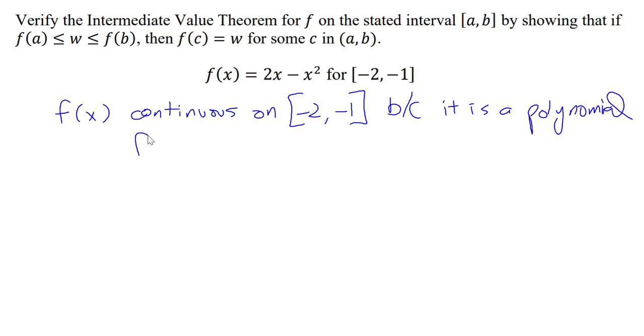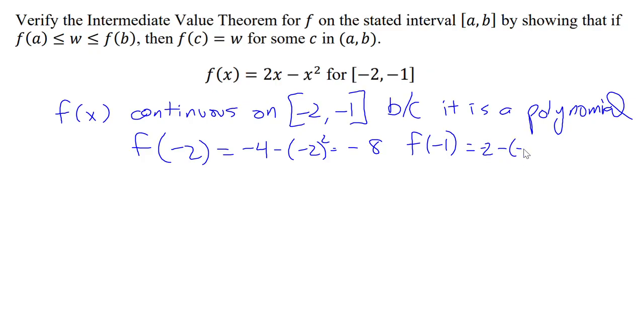Okay. And then we want to find f of -2. Well, f of -2 is 2 times -2, or -4, minus -2 squared. And so that's just going to be -8. And we also want to find f of -1, which will be 2 times -1, or -2, minus -1 squared. Well, that's -2 minus 1, which is -3.